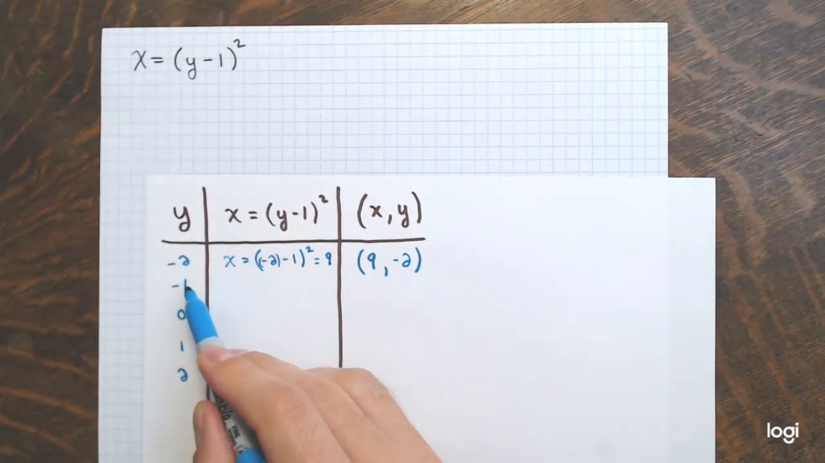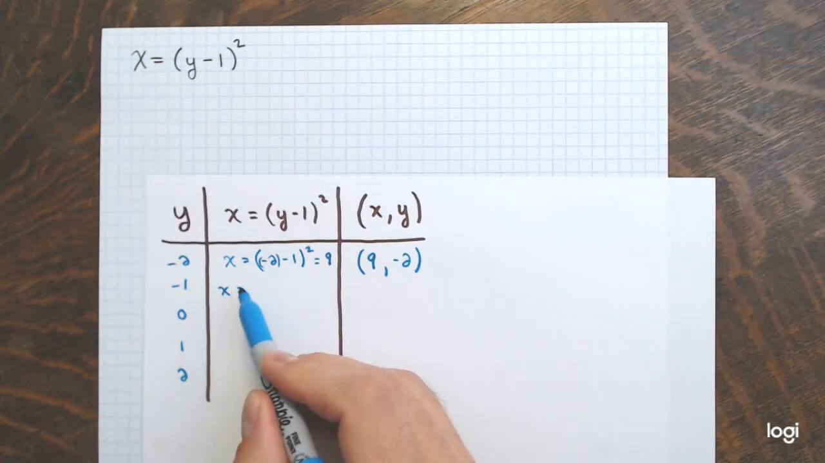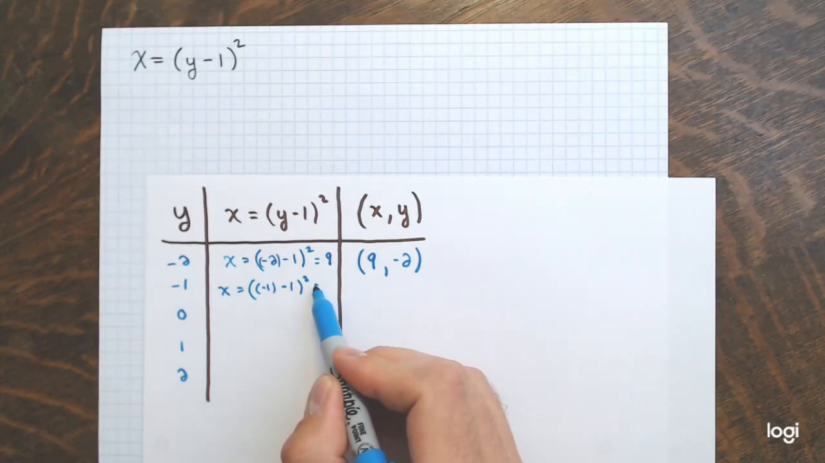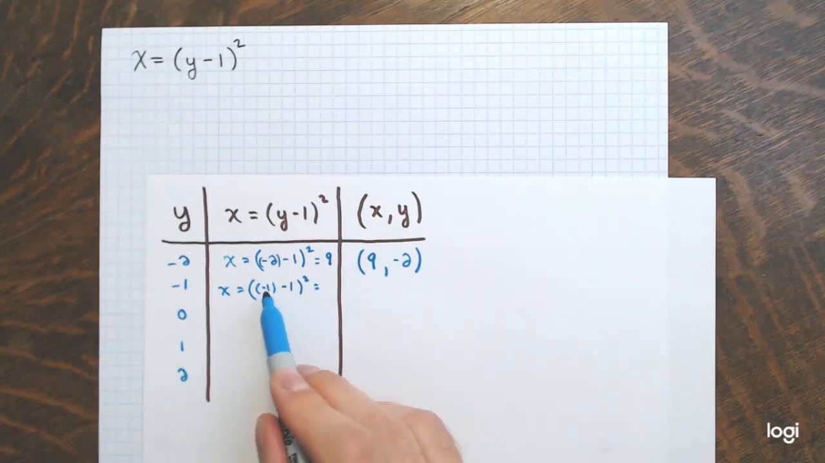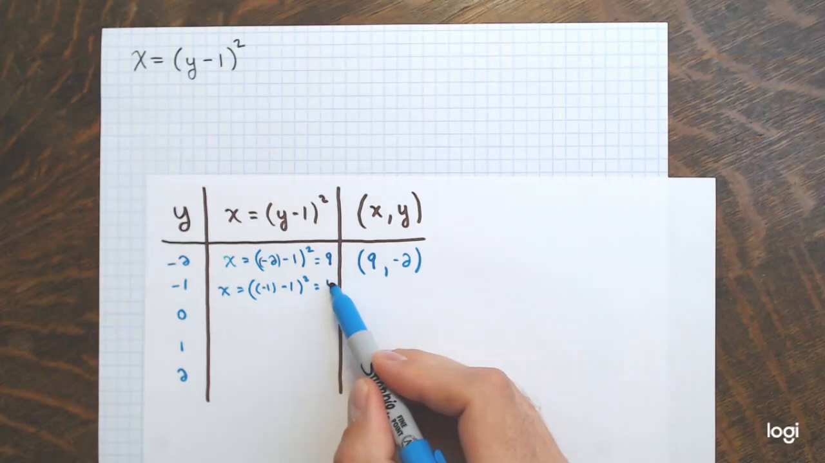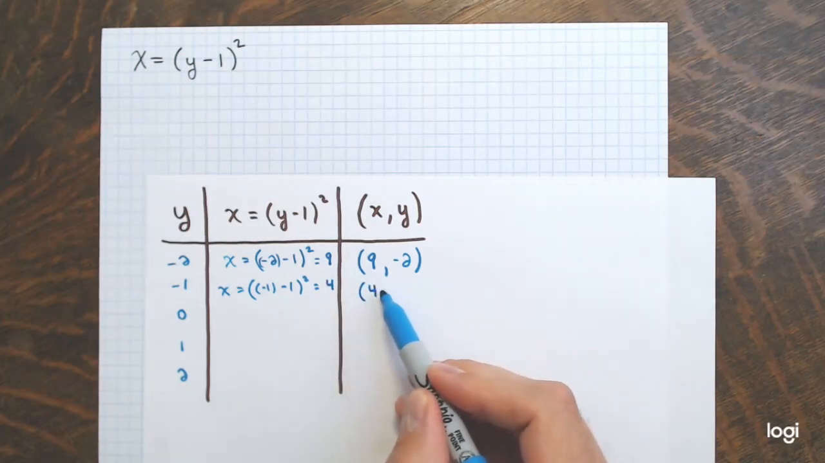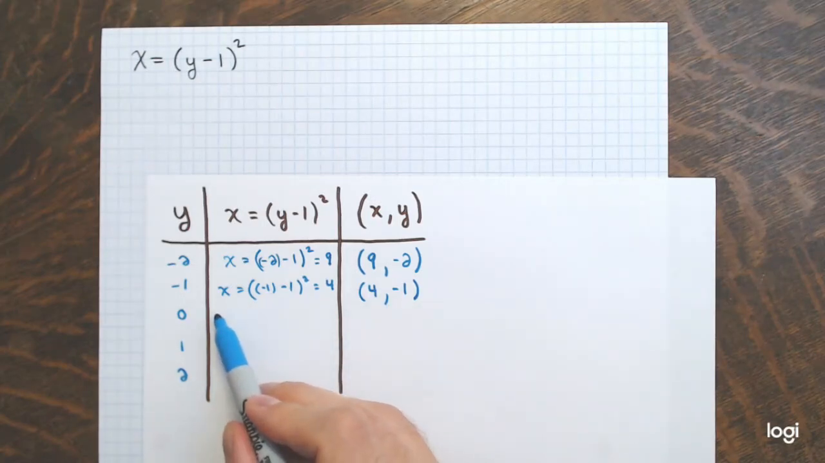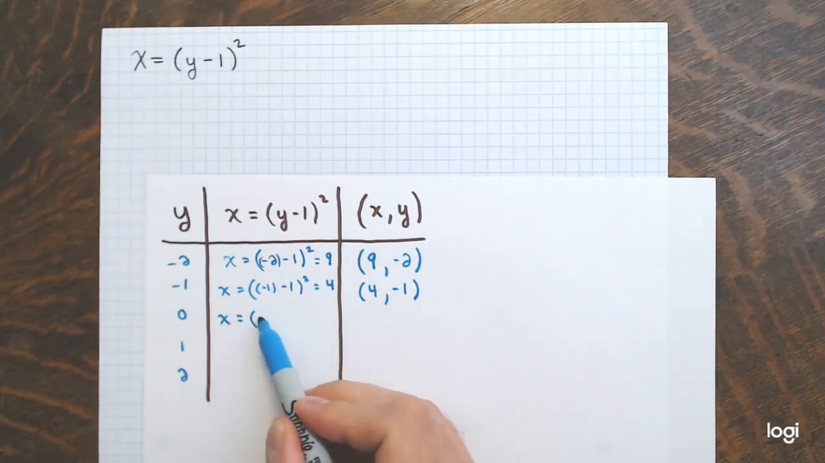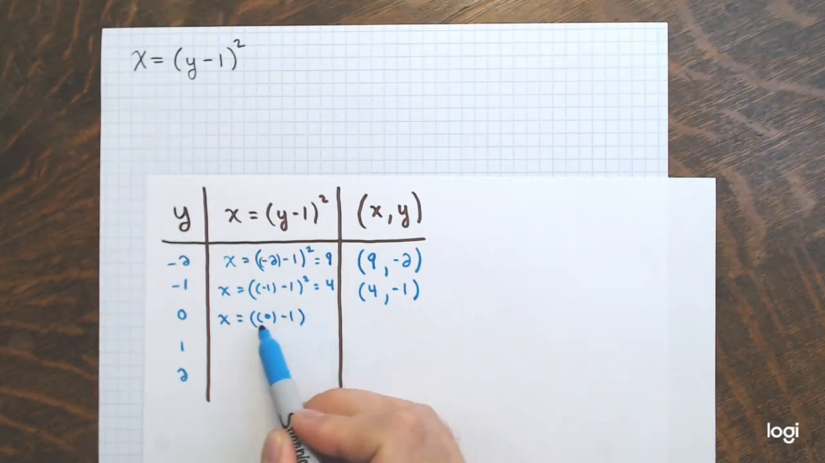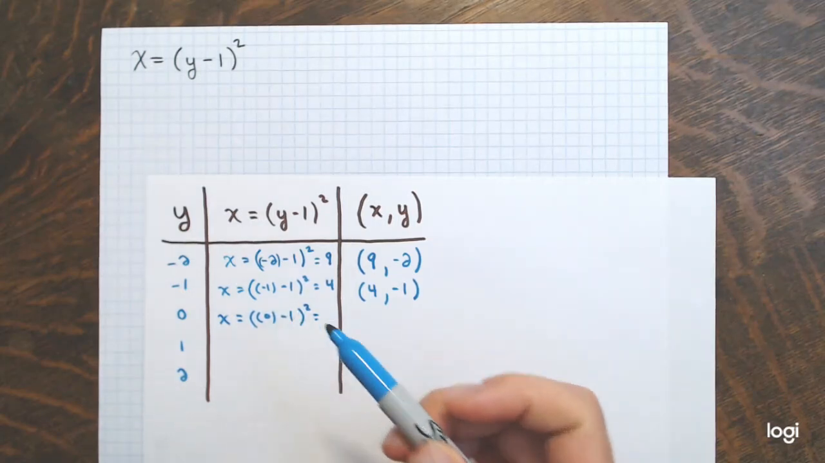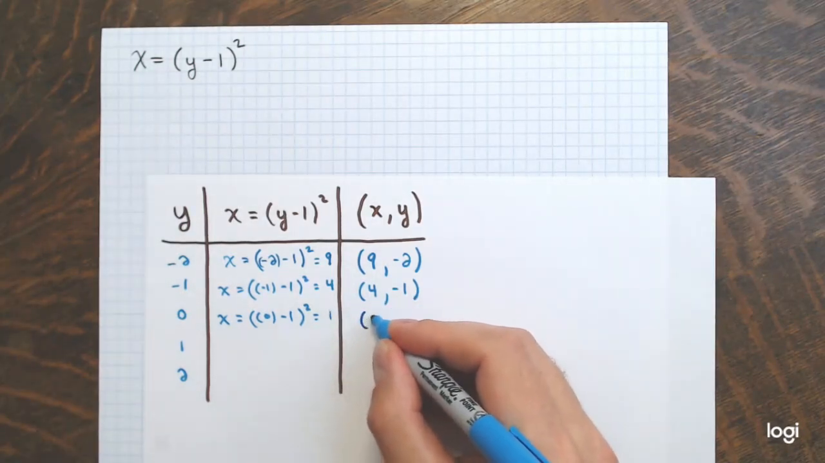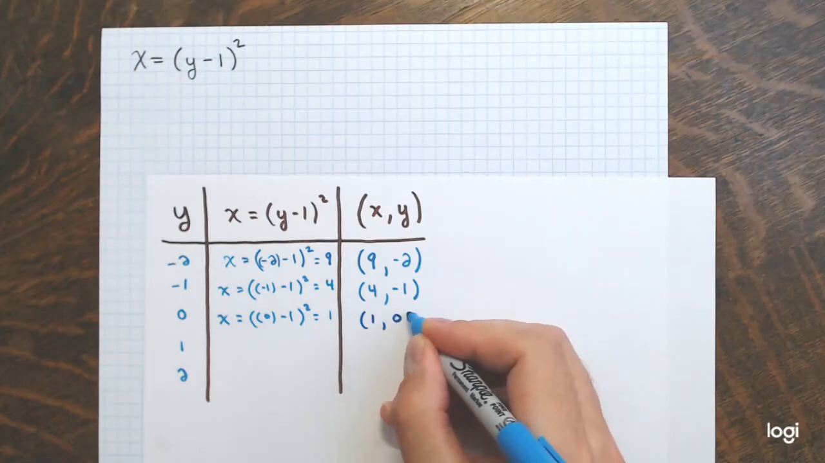When y is -1, x equals (-1 minus 1) squared. -1 minus 1 is -2. -2 squared is +4. So positive 4 for the x and negative 1 was the y I plugged in. That's the point I'm going to plot. When y is 0, x equals (0 minus 1) squared. Well, 0 minus 1 is negative 1. Negative 1 squared is positive 1. So I got 1 for the x coordinate, 0 for the y coordinate.